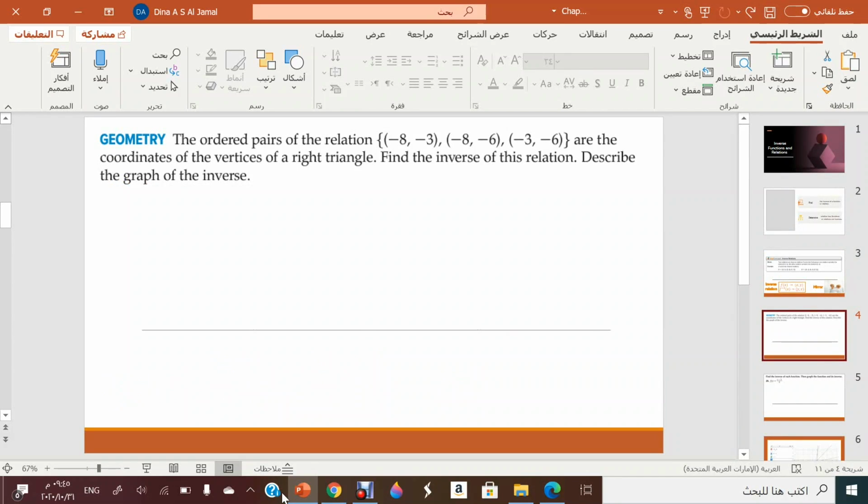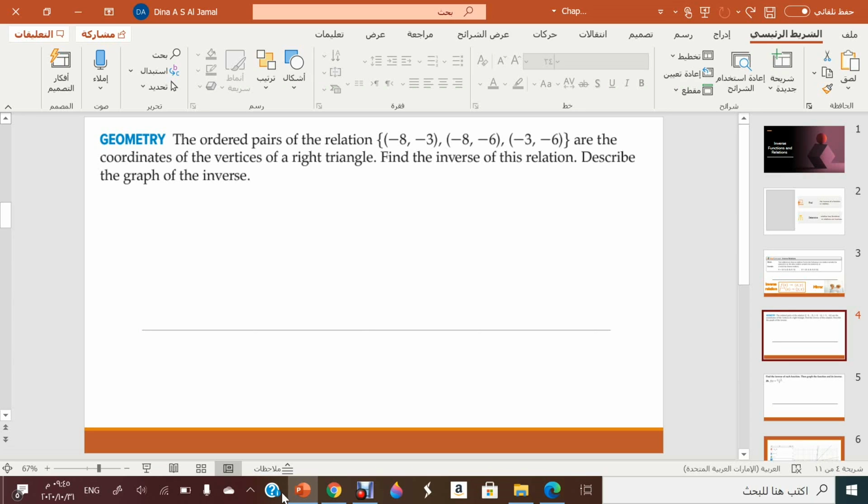So let's take an example. You are given the ordered pairs of the relation, and they are the coordinates of the vertices of a triangle. He wants you to find the inverse of this relation. Also, he would like you to describe the graph of this inverse.